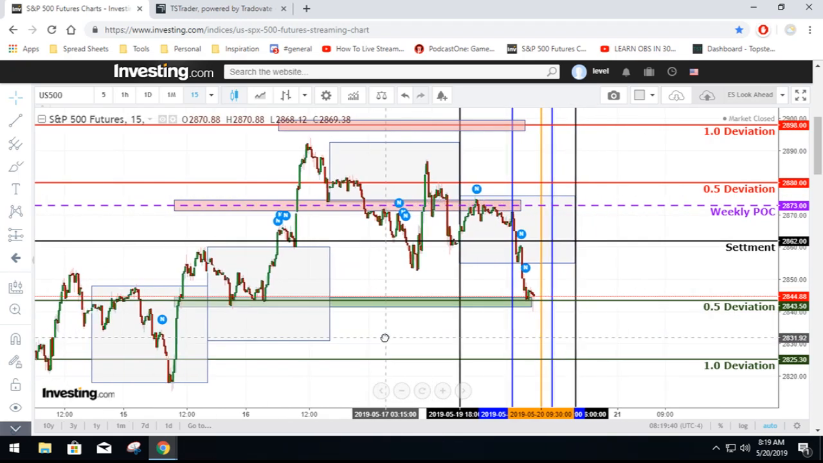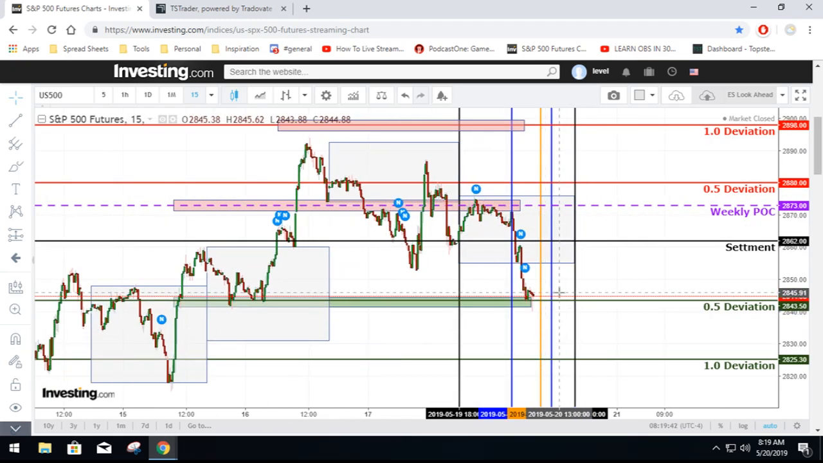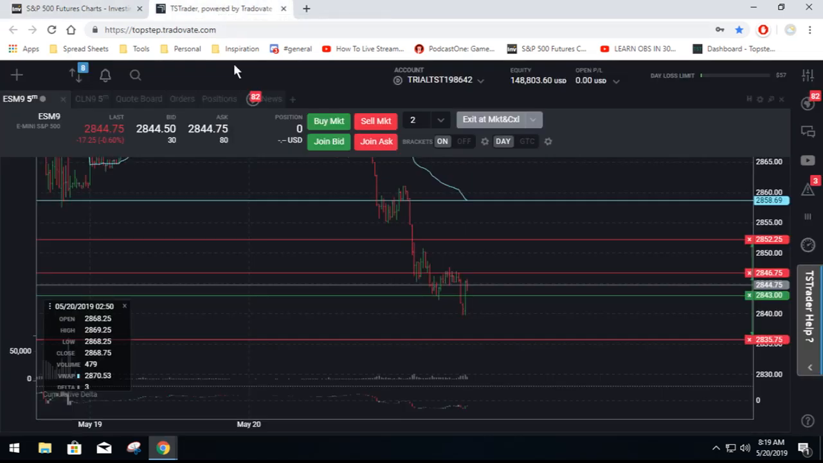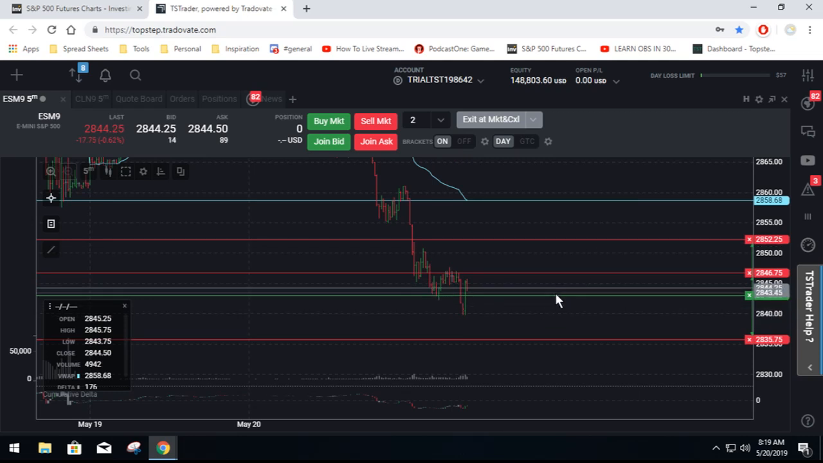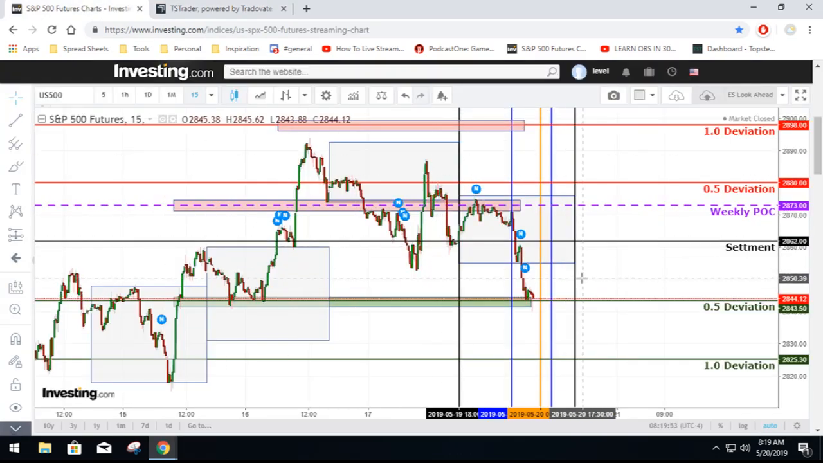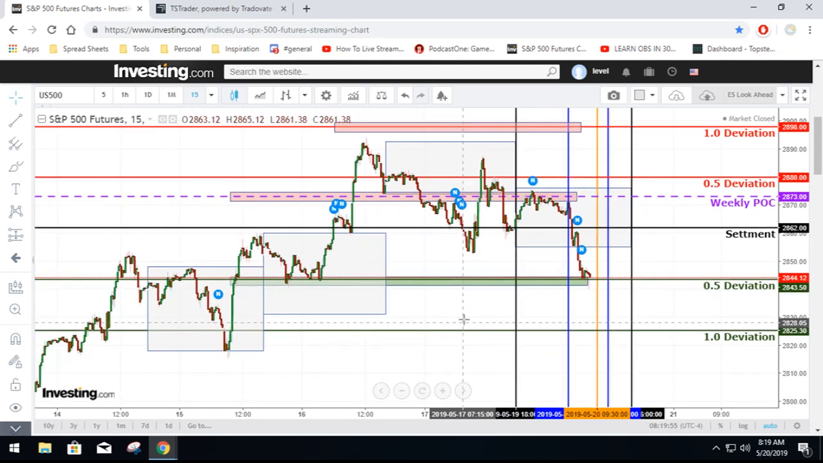We just got in a trade on point 0.5 deviation on our live account. We got in at 43s. We're trying to get in at 43s on the demo. Alright, so let's do a trade plan.